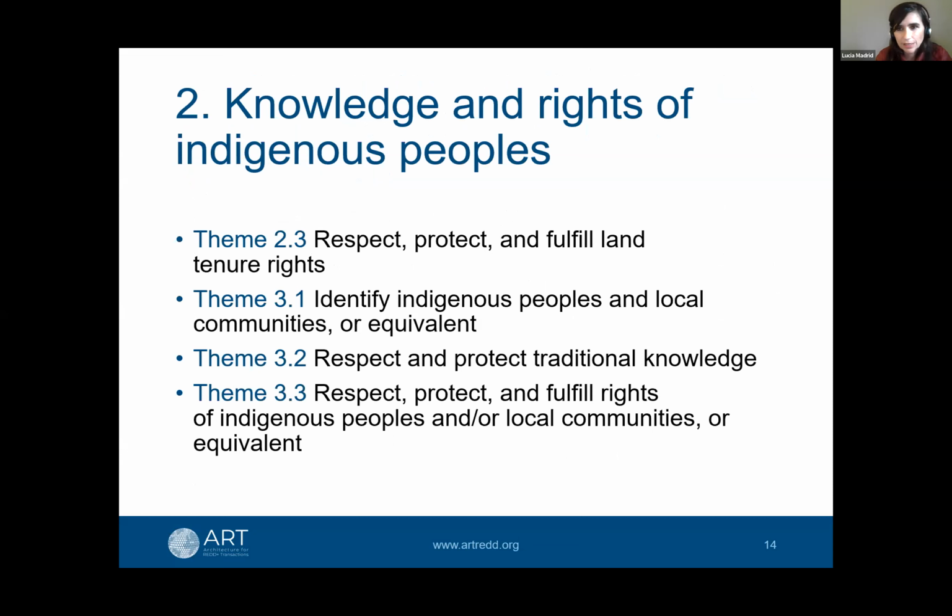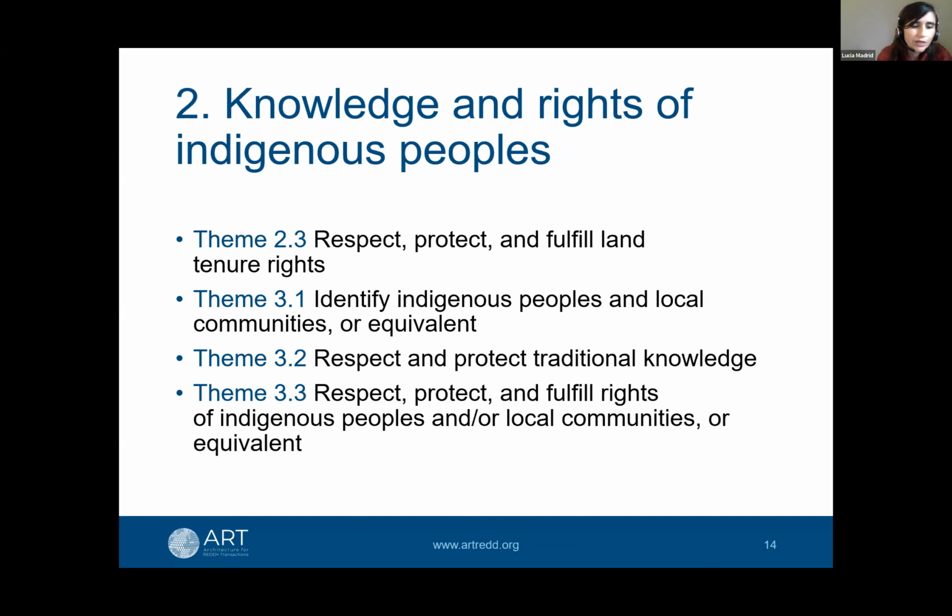The second topic we have selected is knowledge and rights of Indigenous peoples. The safeguards have 4 themes that relate to this topic. Hence, we require participants to respect, protect, and fulfill land tenure rights, identify Indigenous peoples and local communities or equivalent, respect and protect traditional knowledge, and respect, protect, and fulfill rights of Indigenous peoples and/or local communities or equivalent. Each of these themes, as explained before, has 3 indicators that are used to evaluate conformance.